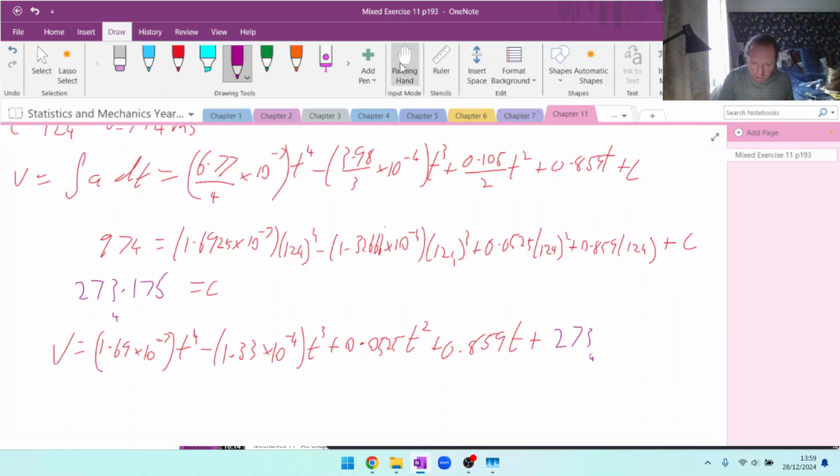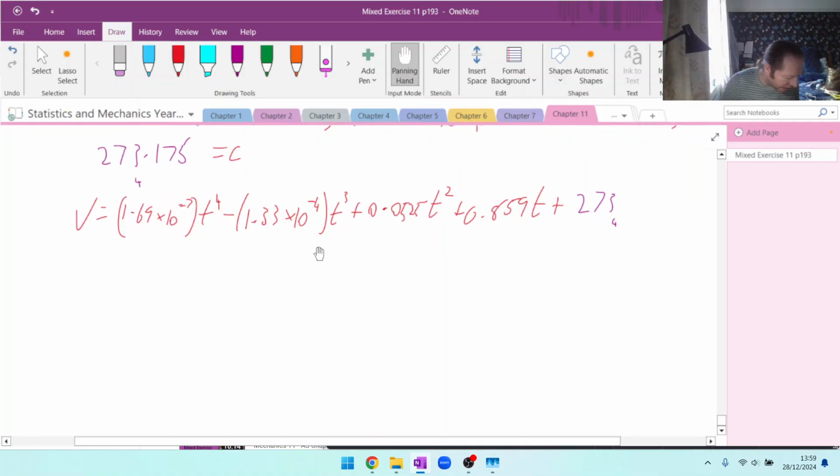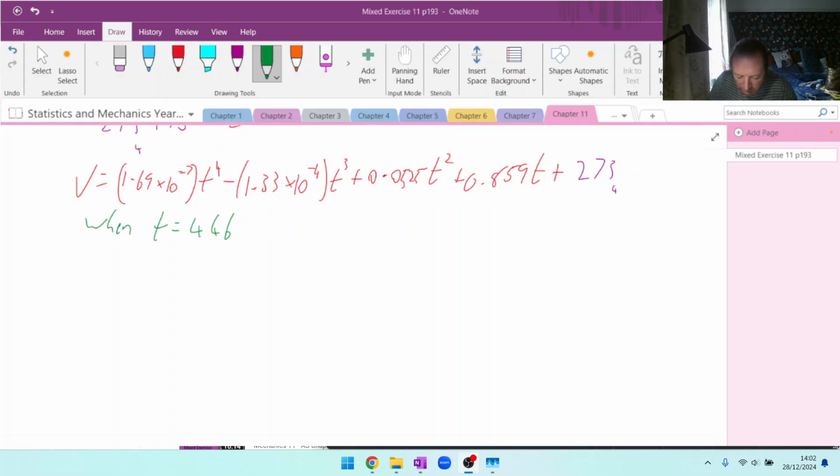Right then, let's have a look to see what the next bit is. Find an expression, yeah, did that. Hence find the velocity of the space shuttle at t equals 446. So when t equals 446, we have to put this in. One moment. Well, I can't lie, I'm hating this question as one of the last ones in the book. Let's have a look then. When the time is 446 instead, we can come down here and we can put 446 in.